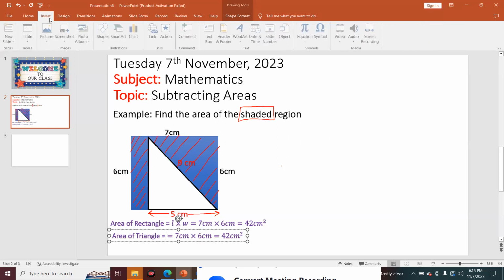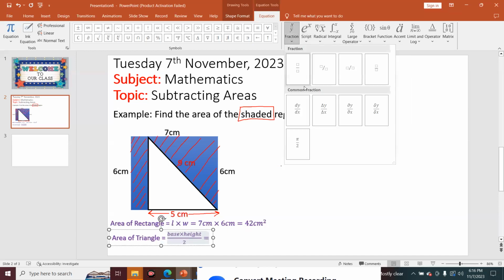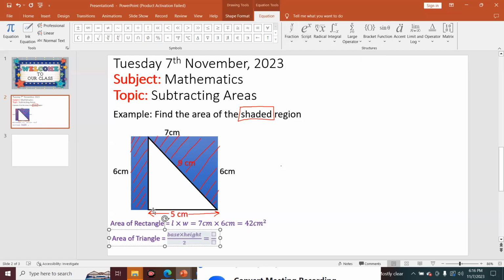So the base is this one. So we have base times height divided by 2. What is the base? 5. 5 centimeters, right? The base right there is 5 centimeters. So it's going to be 5 centimeters. What is the height?